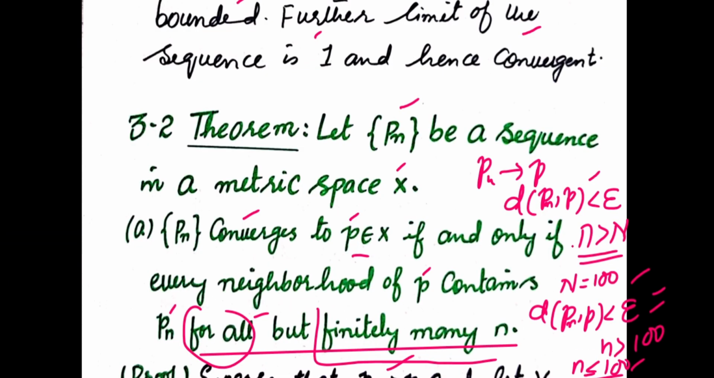What we have to show? We have to show that if P_n converges to the point P, then every neighborhood of point P contains P_n.